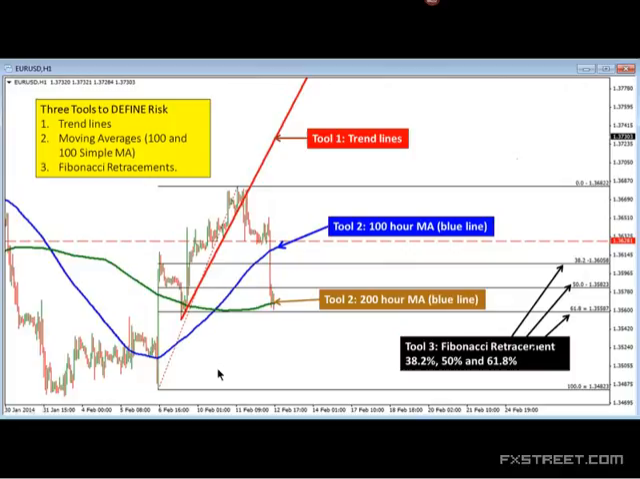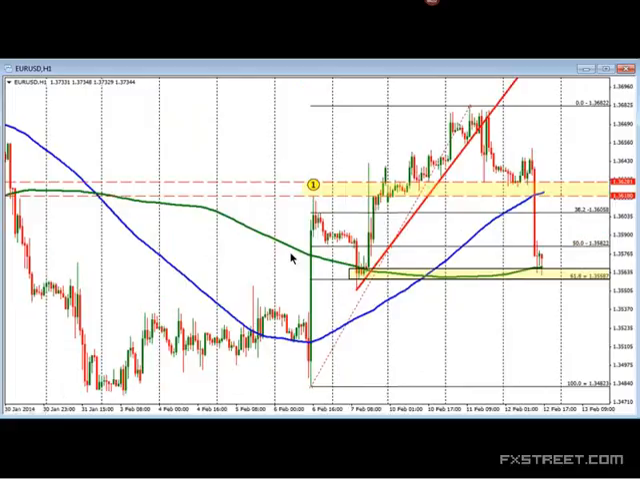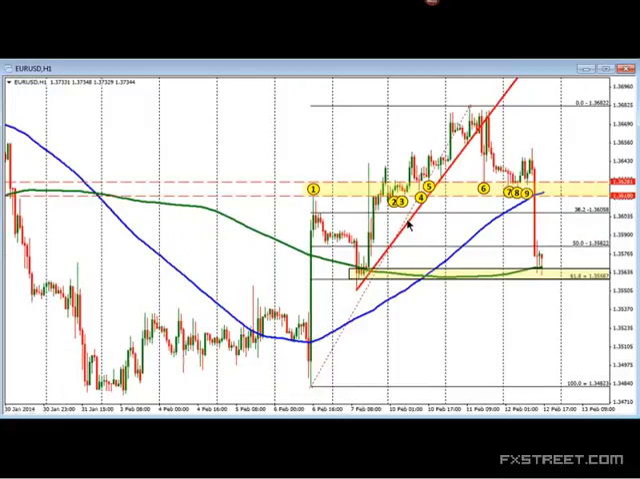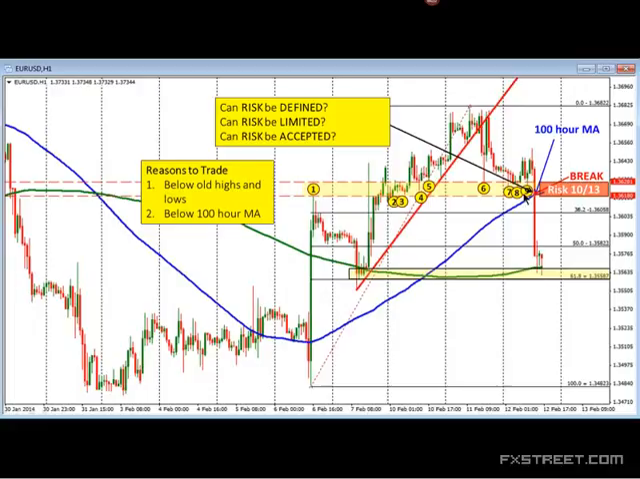So let's take a look at this. This is the same thing as this, but it's blown up a little bit. Okay, so here's what I do in my analysis. I'll just put in levels where I can define risk and limit risk, and I'll try to find multiple reasons to trade. In this chart, we have the 100-hour moving average, and that tells you bullish above and bearish below.